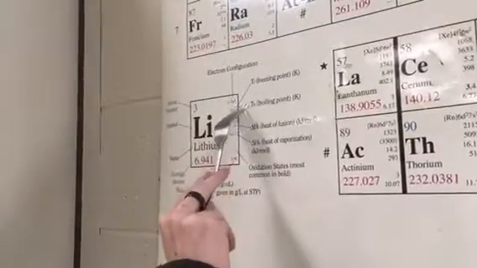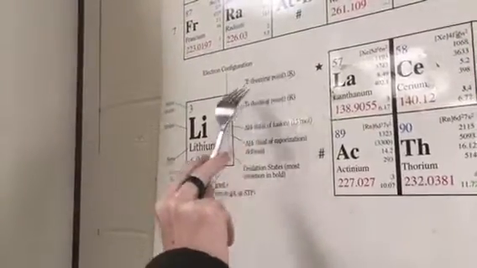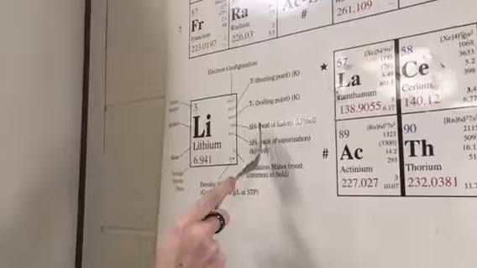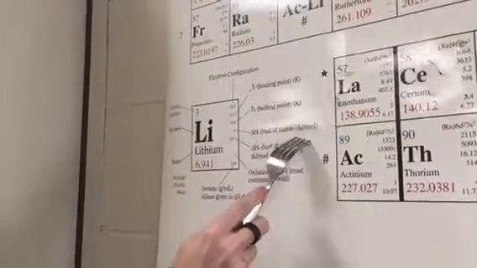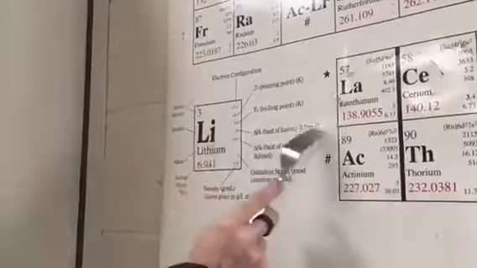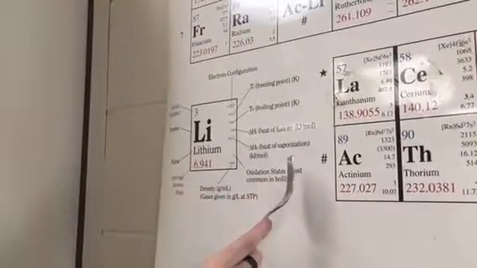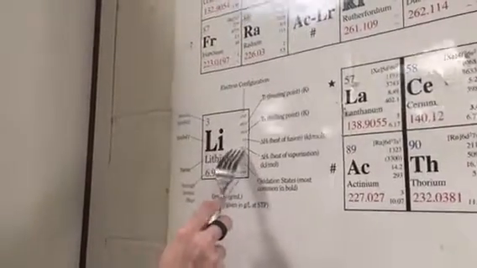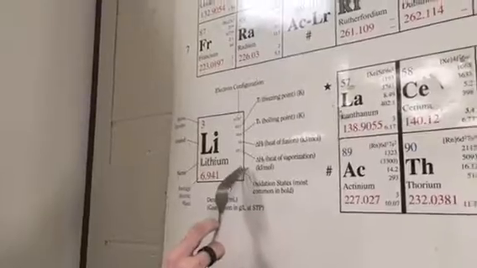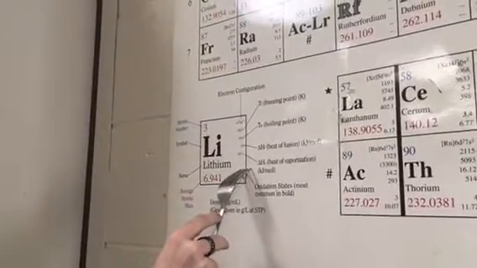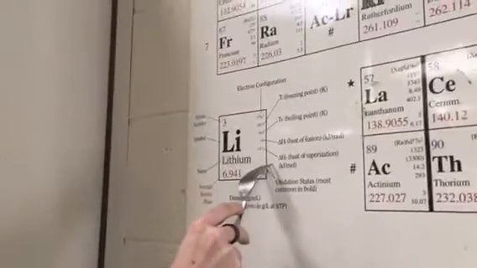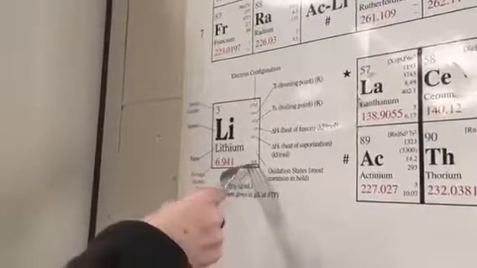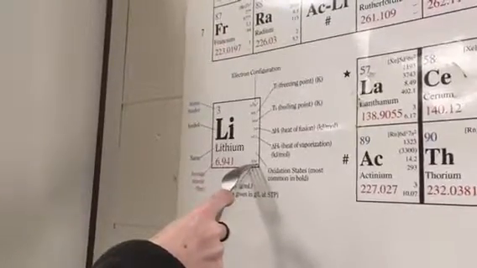Here we have the temperature for the freezing point in Kelvin, and here is the boiling point. Now we have the change in heat of fusion in kilojoules divided by the number of moles. Here we have the change of heat of evaporation in kilojoules divided by moles. And then we have the oxidation state. The oxidation state tells how many electrons an atom gives or takes. And there is the density, which is mass divided by volume.